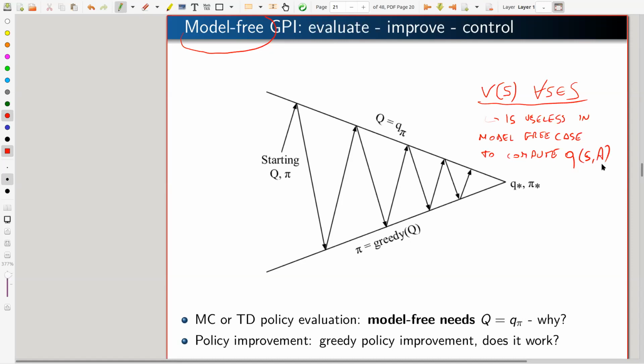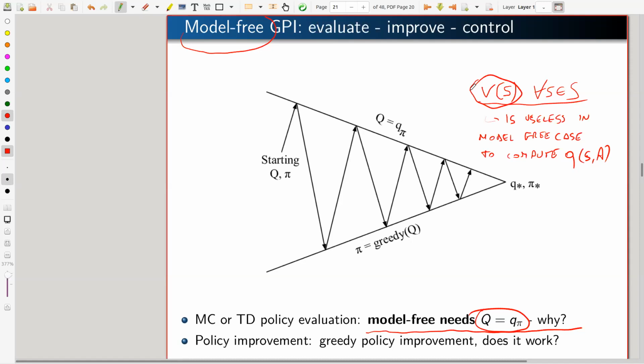And thus, you cannot use this to make the greedy policy improvement, to choose the best action, right? Is this clear? So we need the value of the actions, not the value of the states. Okay, so now you're going to kill me because you say, okay, we spent 2 hours learning how to evaluate the value of states, and now you're telling us that this is useless.